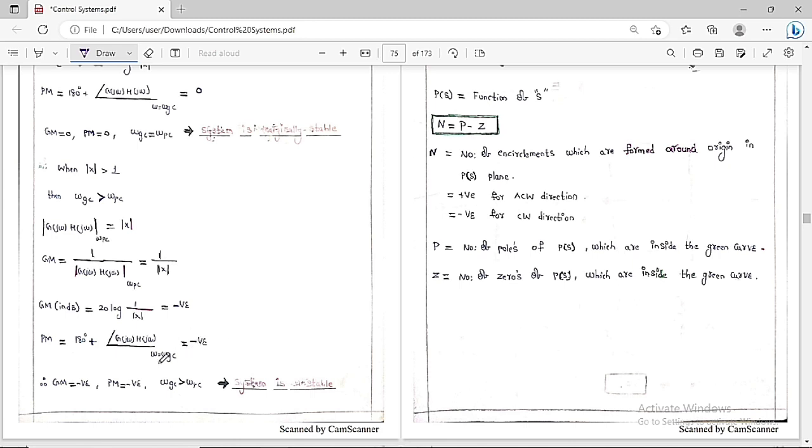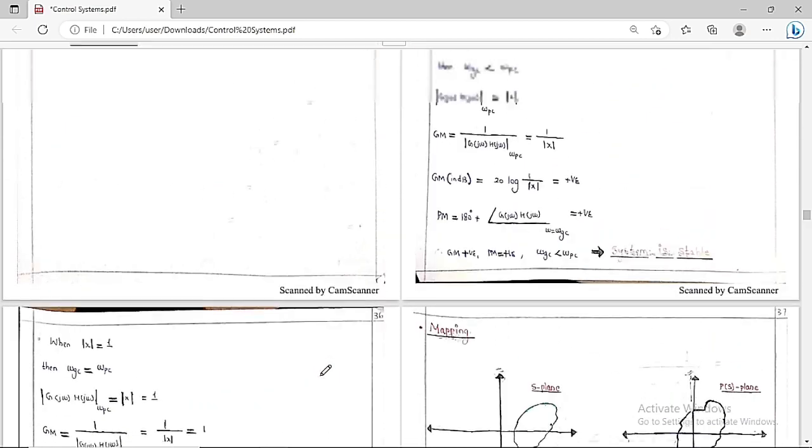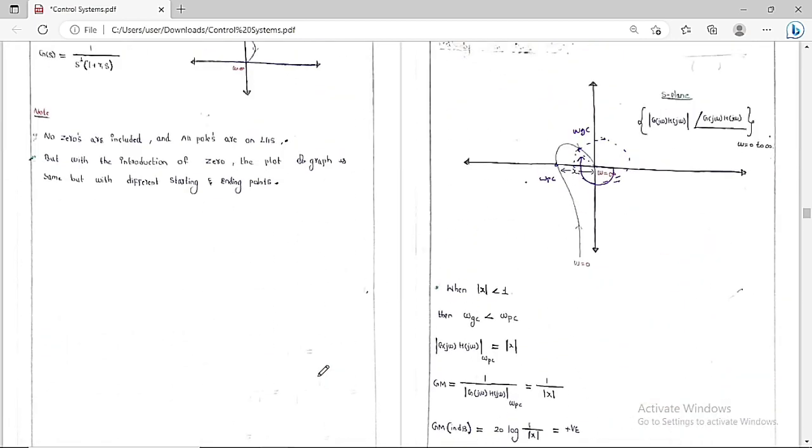So therefore we can say the gain margin is negative, the phase margin is negative, and omega GC is greater than omega PC. So the system is said to be an unstable system. Just by seeing the polar plot, we can comment whether a given system is stable or unstable.